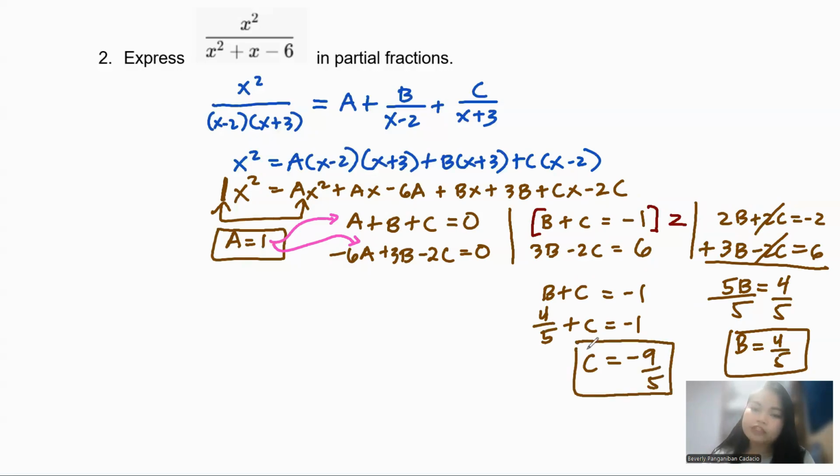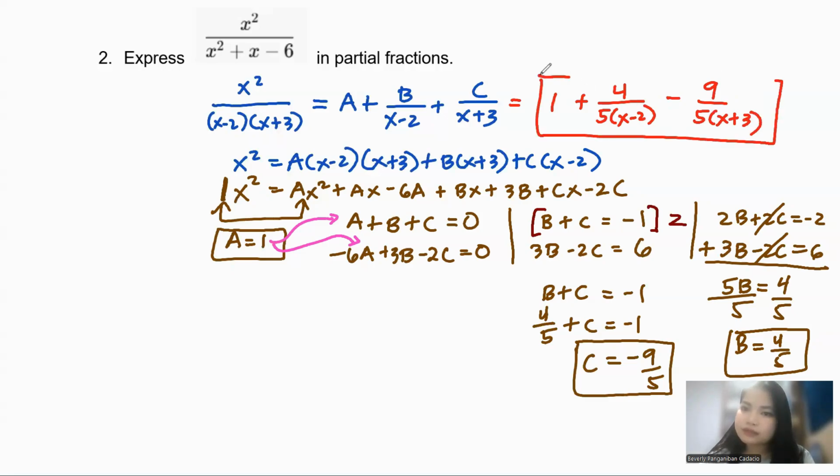Okay, you're going to express them as fractions. So this one will become 1. We don't have any problem there, it's just 1. Plus b, which is 4 over 5. So basically, you just put the 4 on the numerator, and the 5 will be beside your x minus 2. Don't forget the parentheses. The other one is negative 9 over 5 as well, and the x plus 3 will be there. And that's it. Easy peasy.